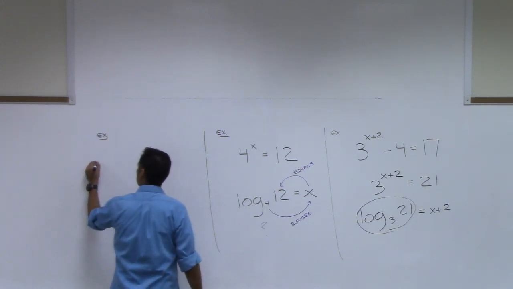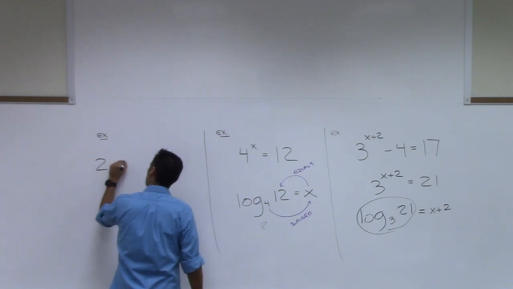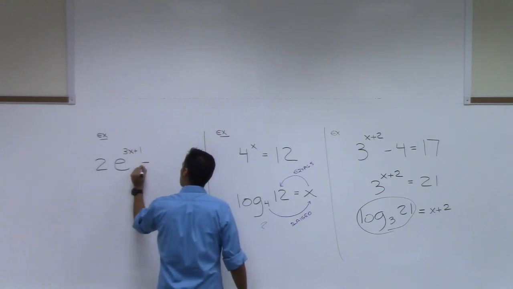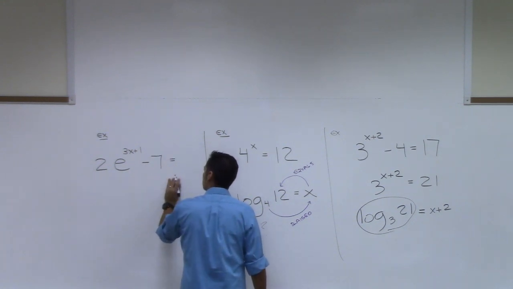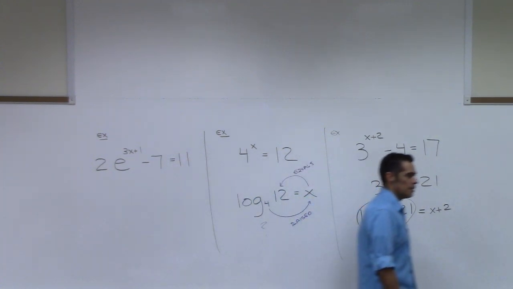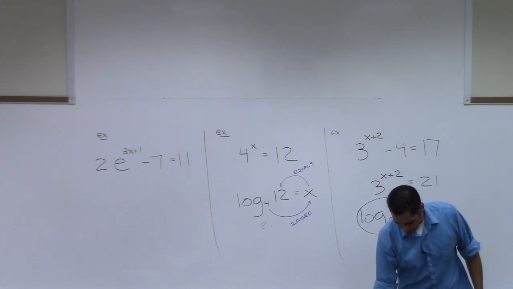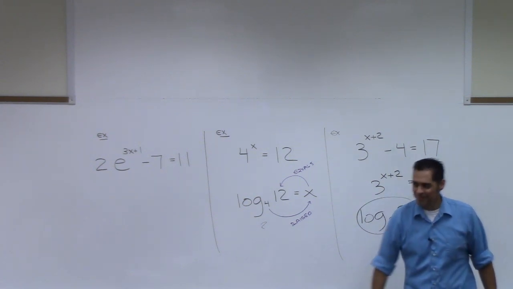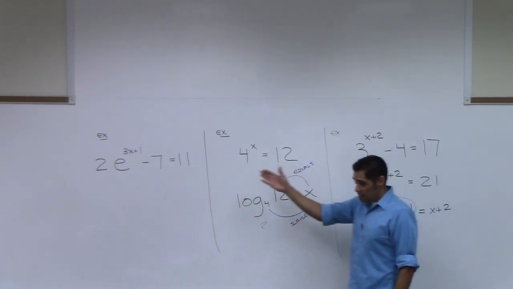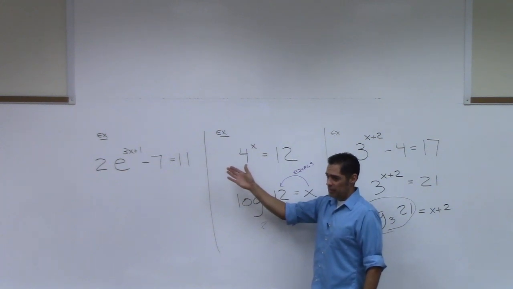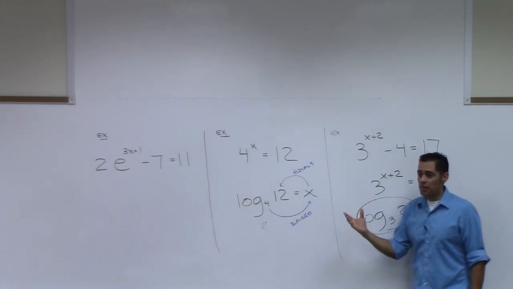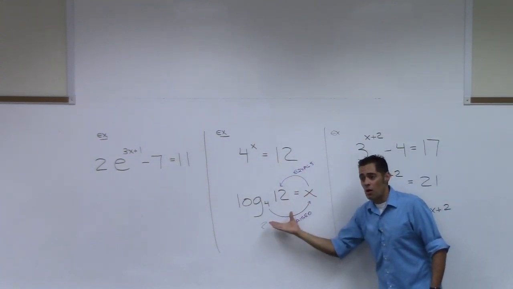Okay, how about this one? 2e to the 3x plus 1, minus 7 equals 11. Who's the lucky one here? It's L. Okay. Exponential equation. Where's the variable? Up in the exponent, right? So this is an exponential equation. When we have exponential equations, what we're going to try and do is turn them into logs, right?